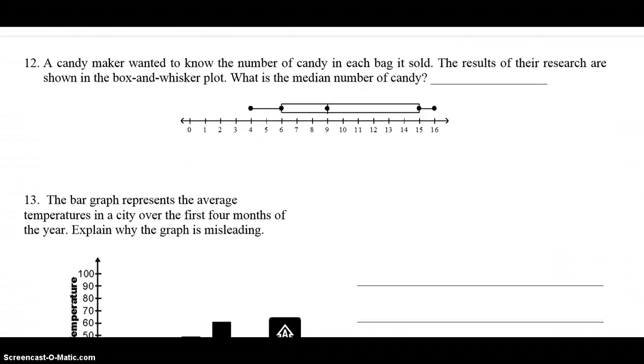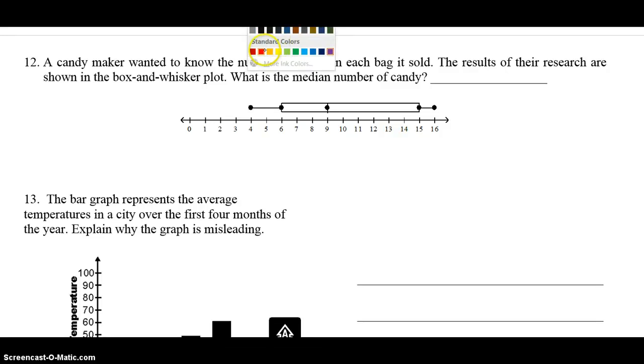Number 12, a candy maker wants to know the number of candy in each bag it sold. The results of their research are shown in the box and whisker plot. What is the median? So we have the least, the lower quartile, the greatest, the upper quartile. The median is that dot in the middle, so 9 pieces of candy.